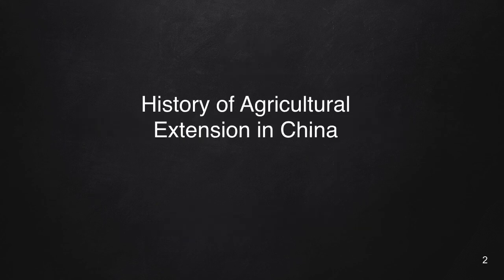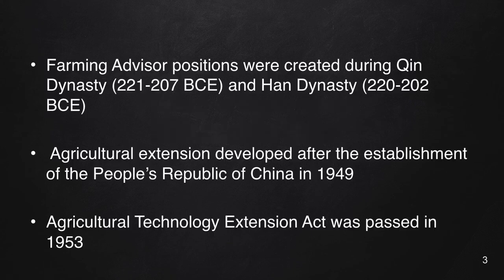To start off, let's find out how agricultural extension started in China. Agricultural extension in China can be dated back to Qin Dynasty in 221 to 207 before Common Era or BCE and Han Dynasty in 220 to 202 BCE, when positions called farming advisors were created within central and local governments. These advisors were created to provide technical support to farmers through demonstration, training, and outreach.